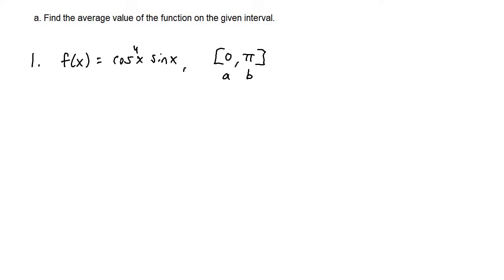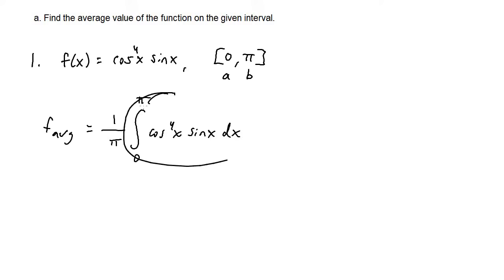Now let's go ahead and find the average value. So remember, the formula for average value of the function is going to equal 1 over b minus a. So in this case, we have to take pi minus 0, which is pi, times the integral from a to b, so from 0 to pi, of the function itself, f of x, which is equal to cosine to the fourth x times sine of x times dx. And then we can go ahead and evaluate the integral from there.